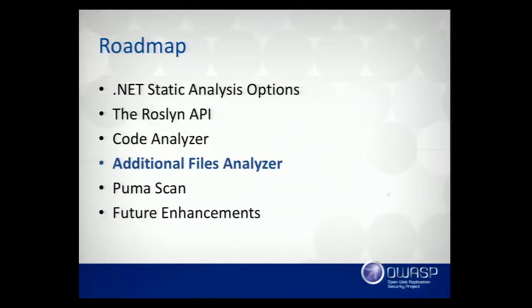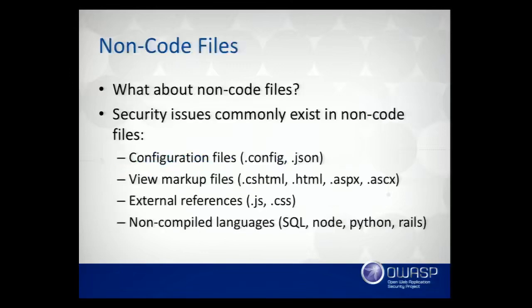Code analyzers are good, but we have lots of other areas and applications that need some love too. So what about non-code files? This is where I ran into my biggest hiccup. Security issues commonly exist in config files, .json files, JavaScript files. We have lots of view markups that can have raw writes out to the screen on the cross-site scripting side. We have external JavaScript references.